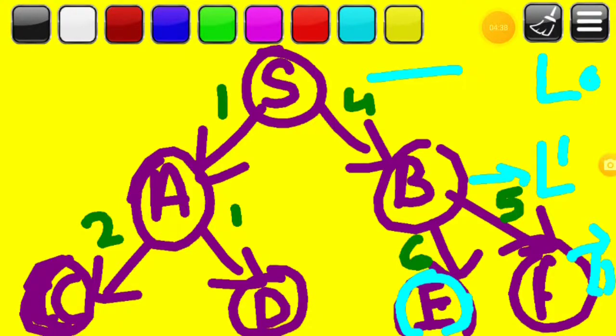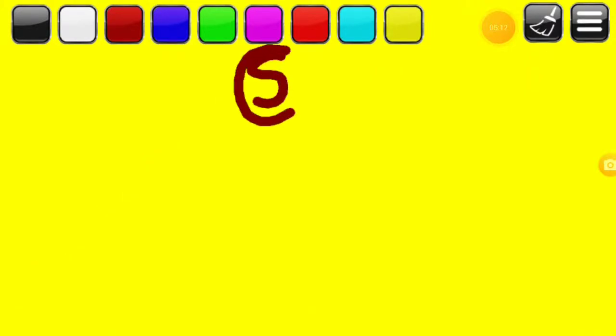So how can we reach this E? We can follow the path from S to A, then A to B, then B to E. We can choose this path. What is the cost for this path? 1, then we can go to this path. So this is the wrong choice. How can we go? We can go like this one.